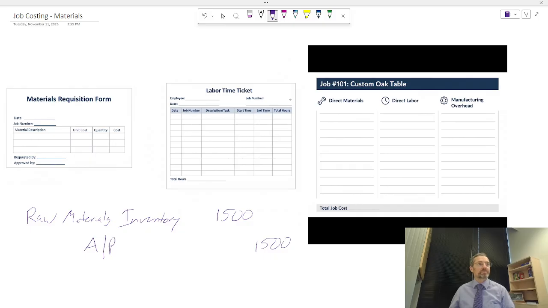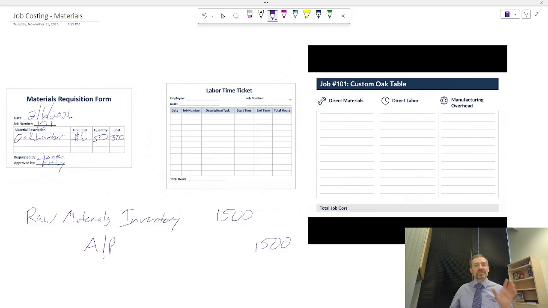So when Jane is ready to start, she fills out this form. She might write job 101. Let's say this is February 6th of 2026. The material description might be oak lumber. You'll have to excuse my writing on here. Perhaps each board foot costs $6, and we need 50 board feet. And so the total cost will be $300. And this is going to be requested by Jane and approved by the supervisor, Emily.